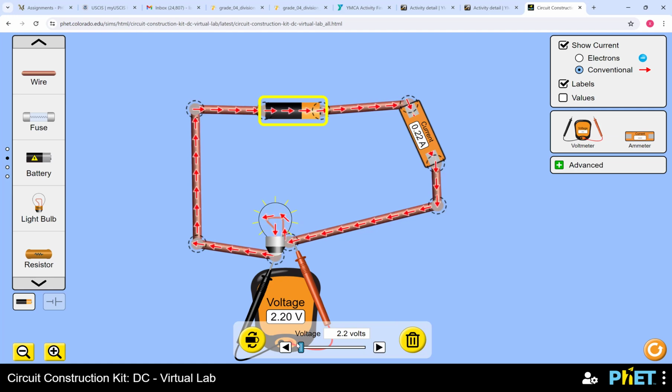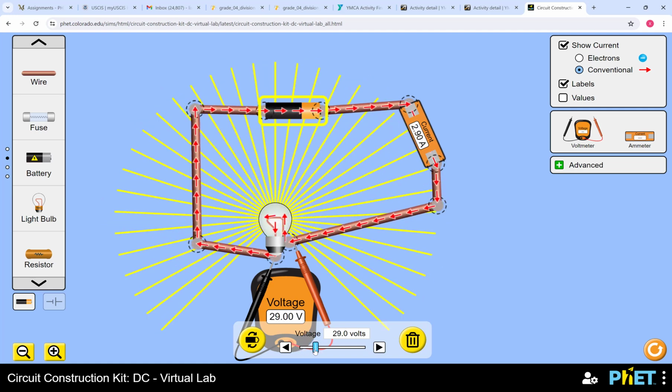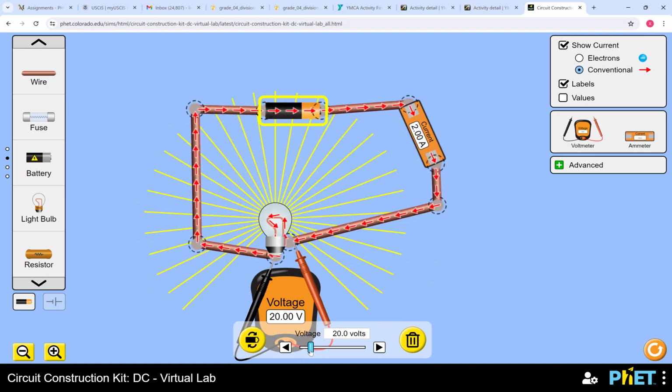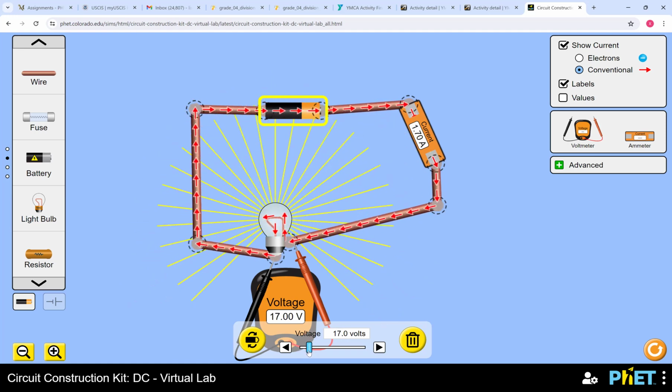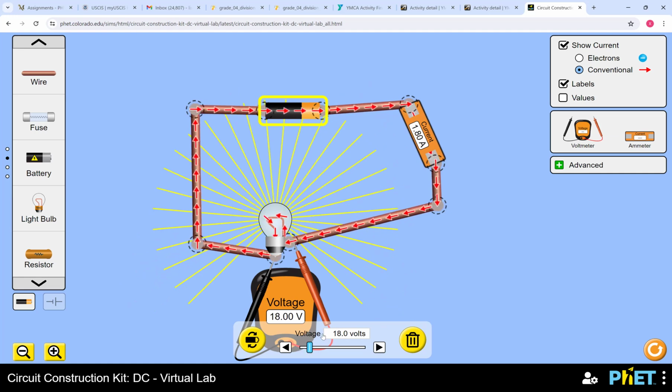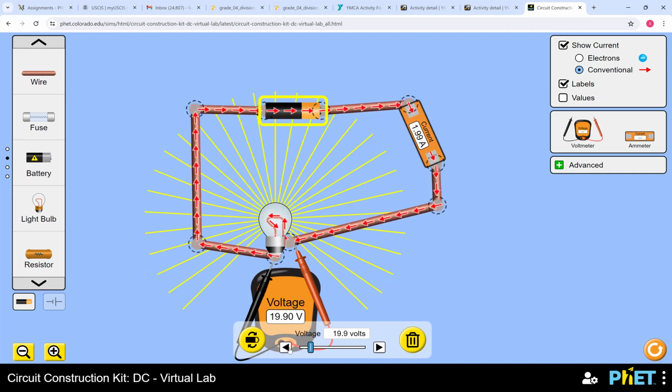Increase to, well, this is too small. Then you are going to increase to 4 and get your current reading, okay? 4 and 0.4. And then keep increasing to 6 and then 8, and then, oh, I only need you to go all the way up to 18. Okay, so every 2 volts, you are going to get a measurement.